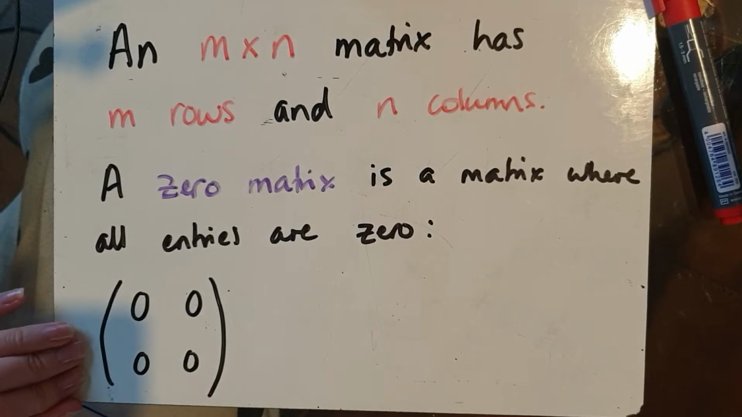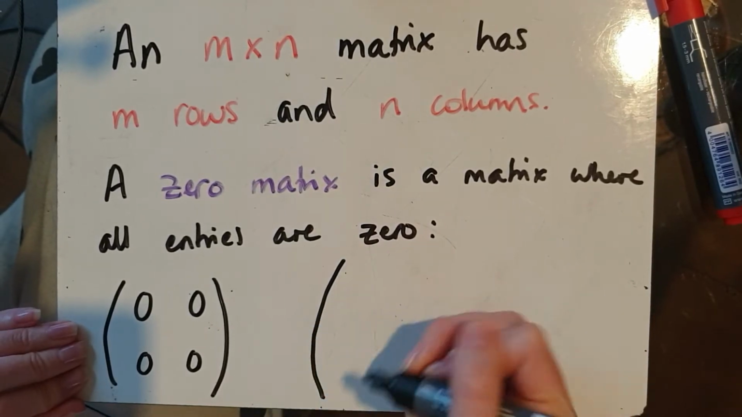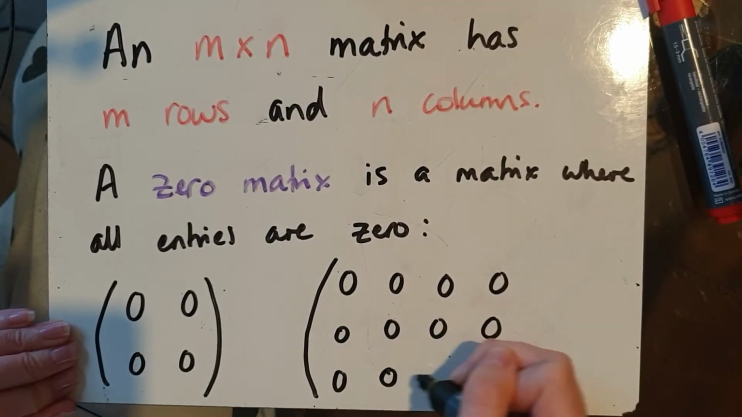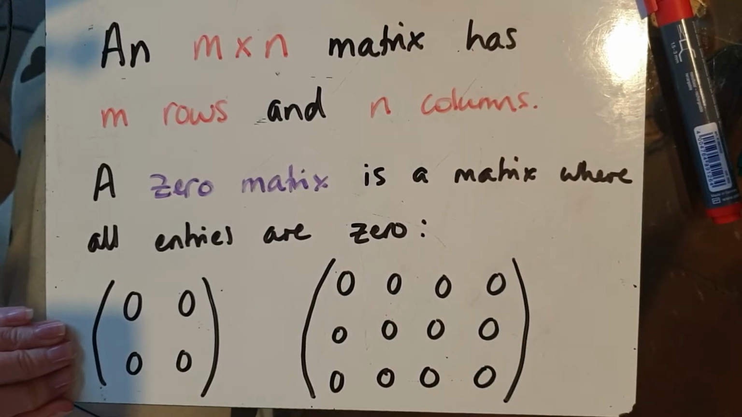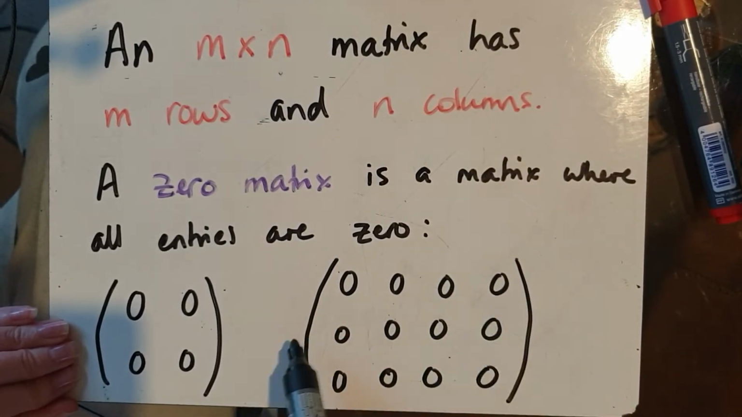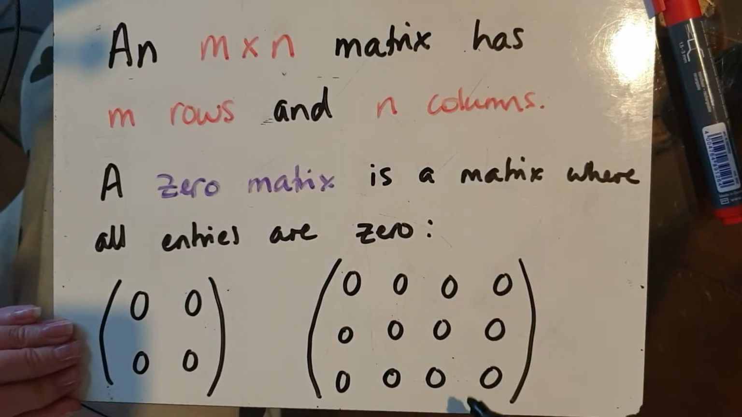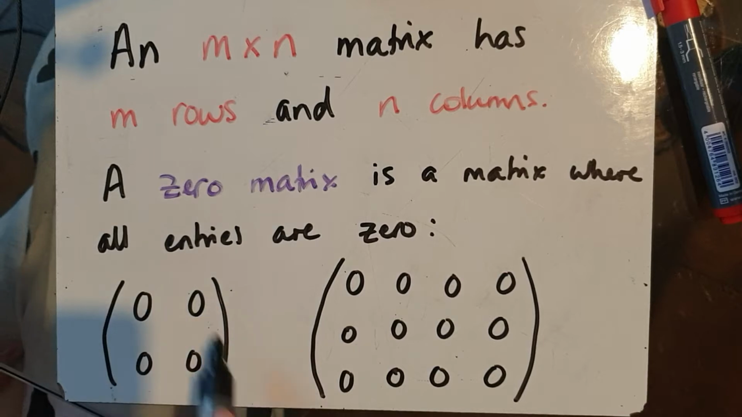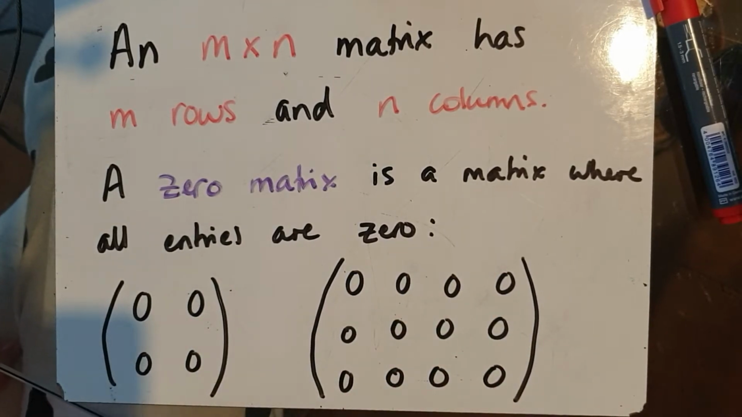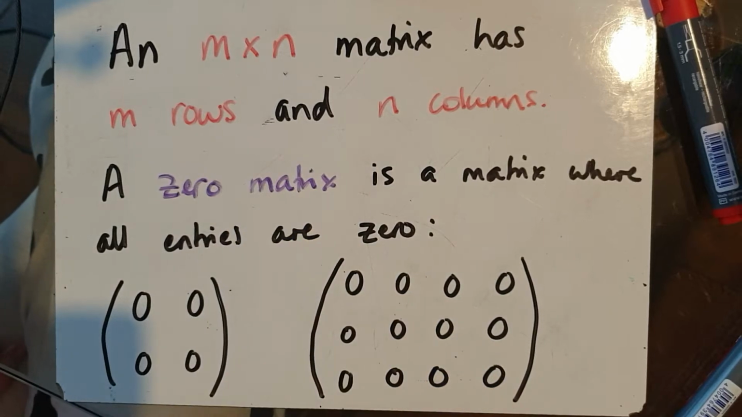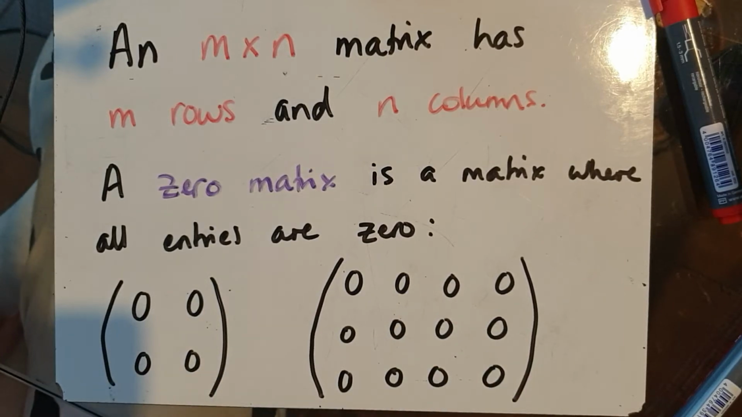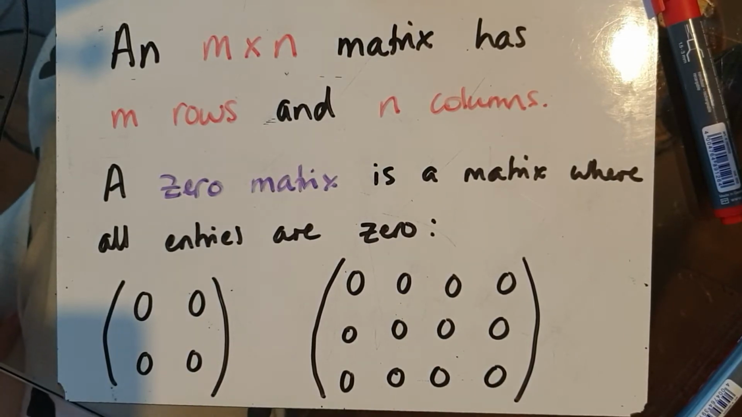So some examples: you could have a 2 by 2 zero matrix. You could have a 3 by 4 zero matrix. It has 3 rows and 4 columns. So this is a 3 by 4 zero matrix. So both of these are 0 matrices. So we can't have the zero matrix, but they are 0 matrices because they have all entries 0. So that's an important type of matrix, the 0 matrix. This type of matrix is equivalent to the number 0 in matrices world.